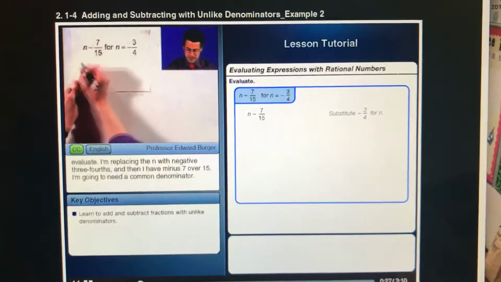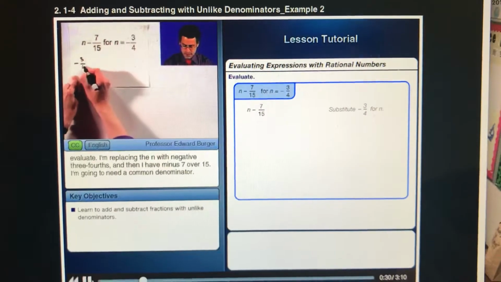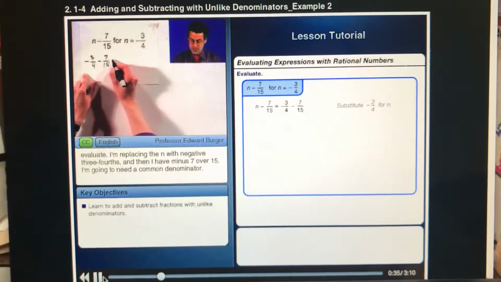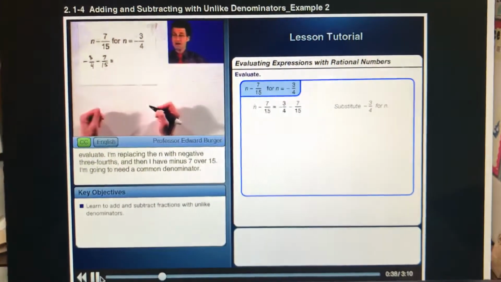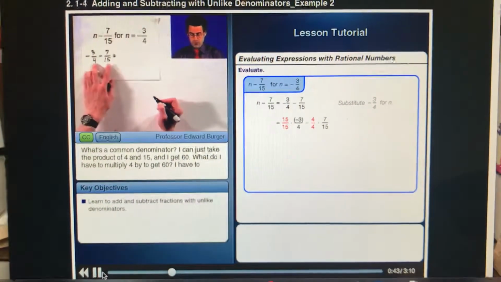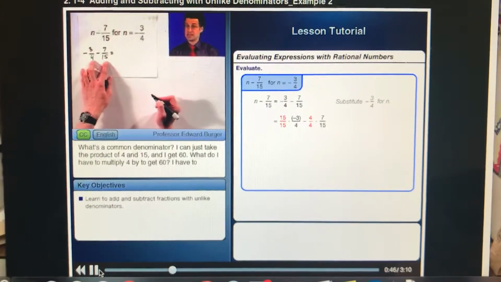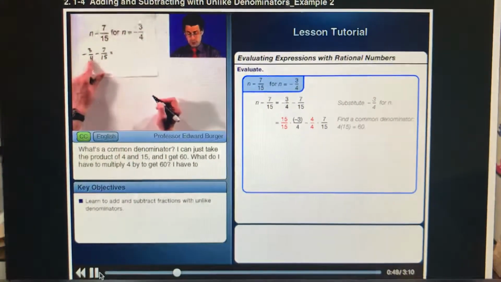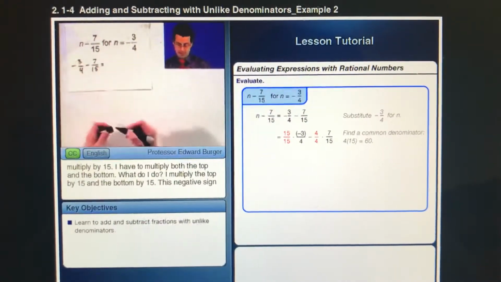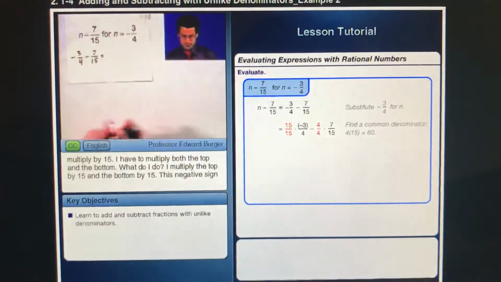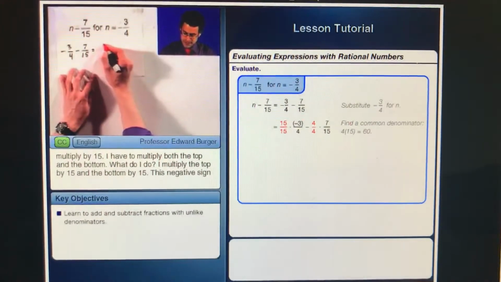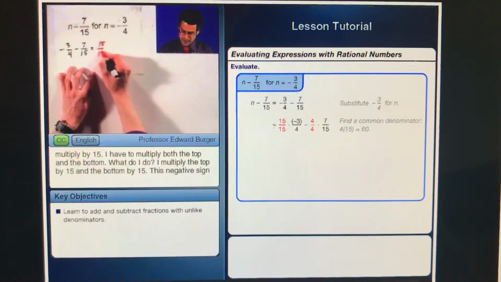So I have negative, replacing the n by negative 3/4, and then I have minus 7 over 15. So I'm going to need a common denominator. Well, what's a common denominator? Well, I can just take the product of the 4 and the 15, and I'd get 60. So what do I have to multiply 4 by to make it 60? Well, I have to multiply it by 15. But I have to multiply both the top and the bottom. Now I multiply the top by 15 and the bottom by 15.